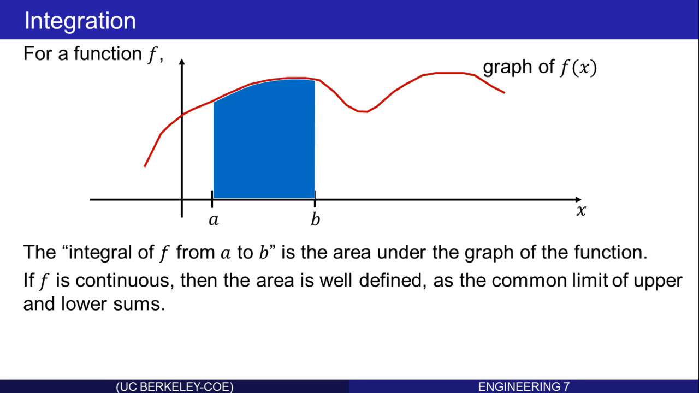If f is a continuous function, then the area is well defined, and it's the common limit of various upper and lower sums, which you've learned about in calculus. The integral is denoted by the integral sign, and then the limits of integration a to b, and then f, depending on an independent variable x, and integrated across x, f of x dx.